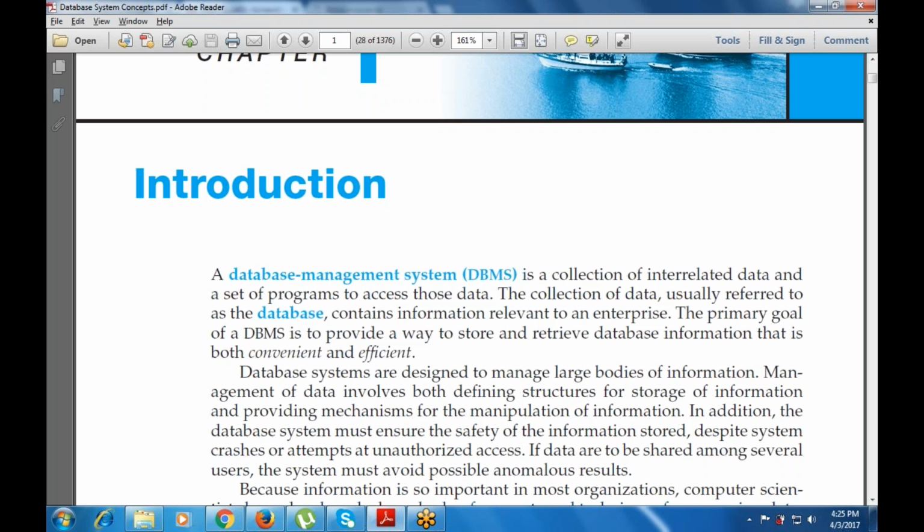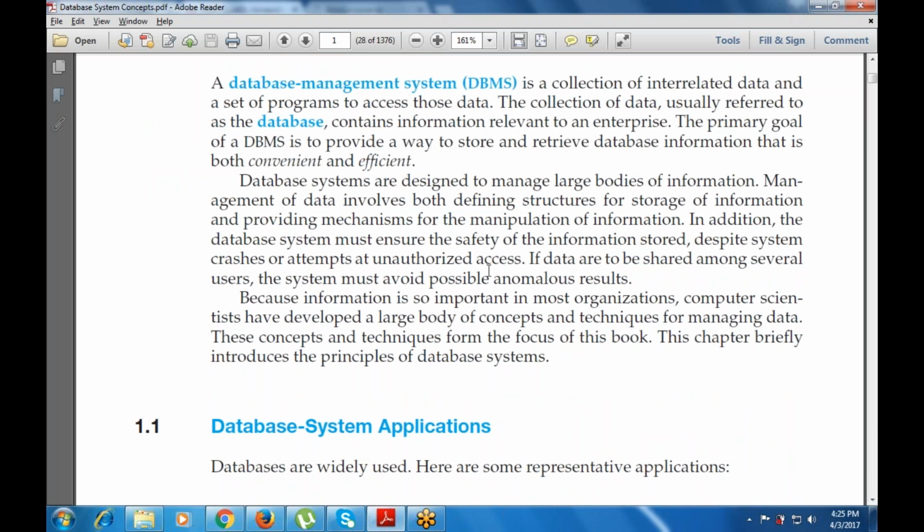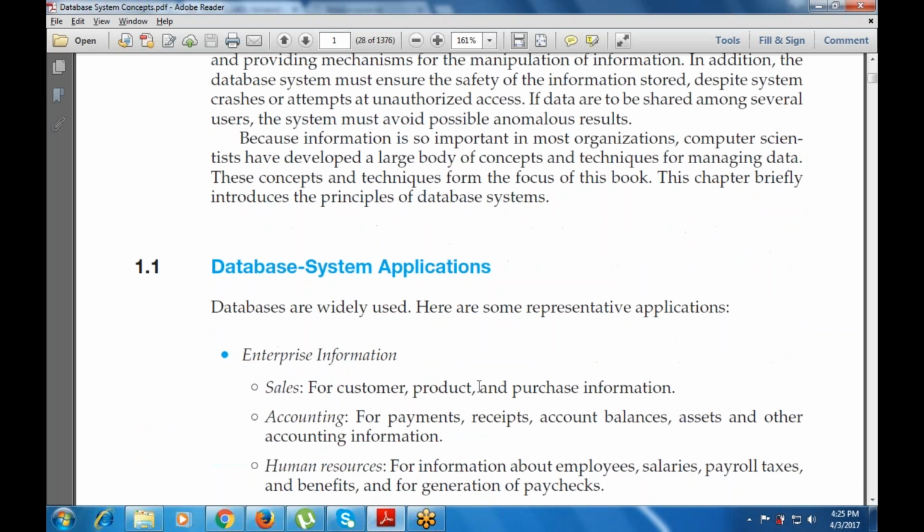In addition, the database system ensures the safety of the information stored despite system crashes or attempts at unauthorized access. If data is to be shared among various users, the system must avoid possible anomalous results. Because information is so important to an organization, computer scientists have developed a large body of concepts and techniques for managing data, which are the focus of this book.